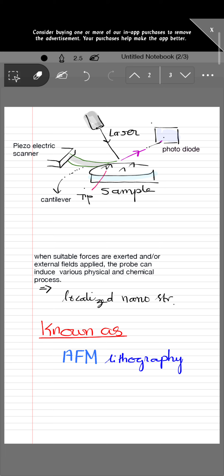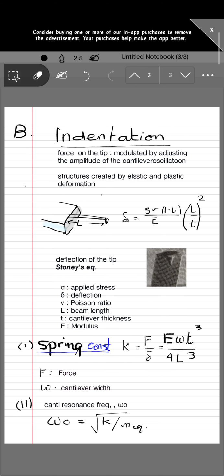When suitable forces are exerted and external fields are applied, this probe is able to induce various physical and chemical processes in the system, which give rise to localized nanostructures. So apart from imaging, the AFM is used for lithography as well, and is known as AFM lithography. The second way by which direct writing can be done is by using an indentation method.